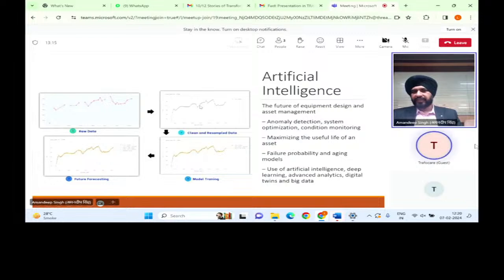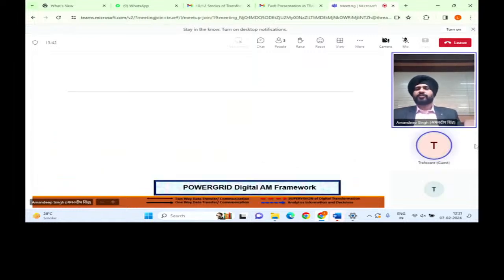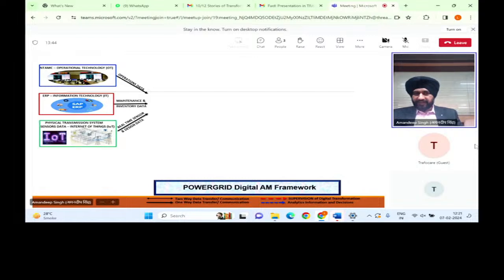Here you can see DGA is being captured at various intervals. Based on that raw data, clean and resampled data is calculated by the software automatically. The model is trained on the pattern of the gases based on loading and other parameters, temperature, etc. And it is able to forecast what the DGA value is going to be over the next 6 months. So this artificial intelligence would be very useful in predicting which equipment is most likely going to need my attention in the near future.